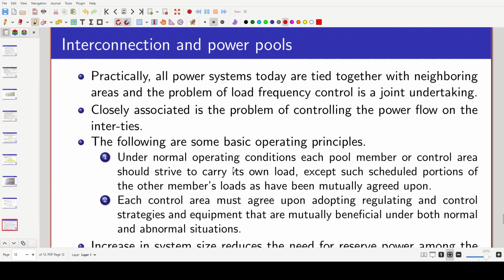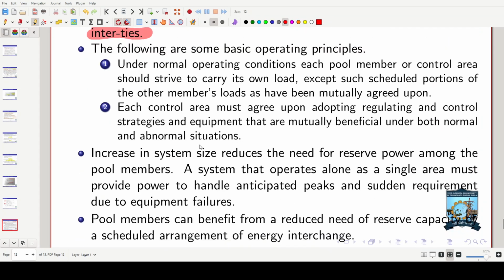Next, the next concept is, what is a power pool? Practically all power systems today are tied together with neighboring areas, and the problem of load frequency control is a joint undertaking. Okay, it's a joint undertaking. Closely associated with the problem of controlling the power flow are the interties, that means how the power systems are connected together. The following are some basic operating principles.